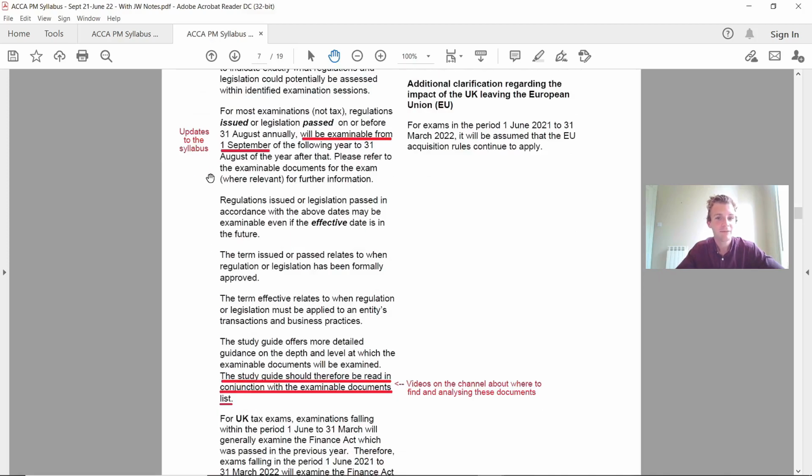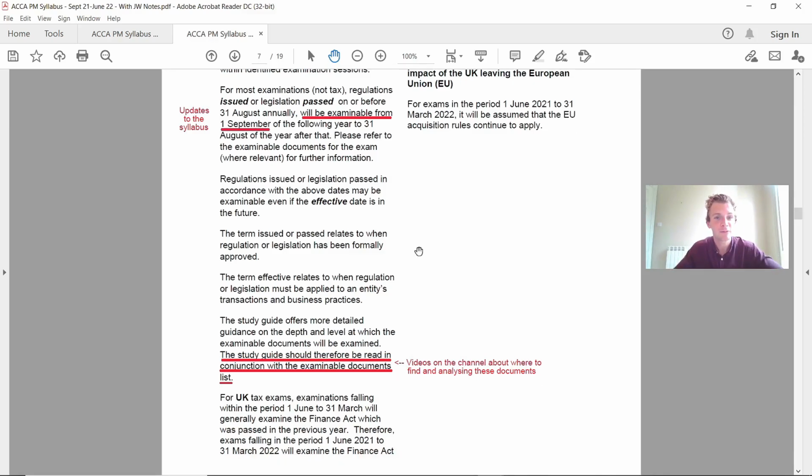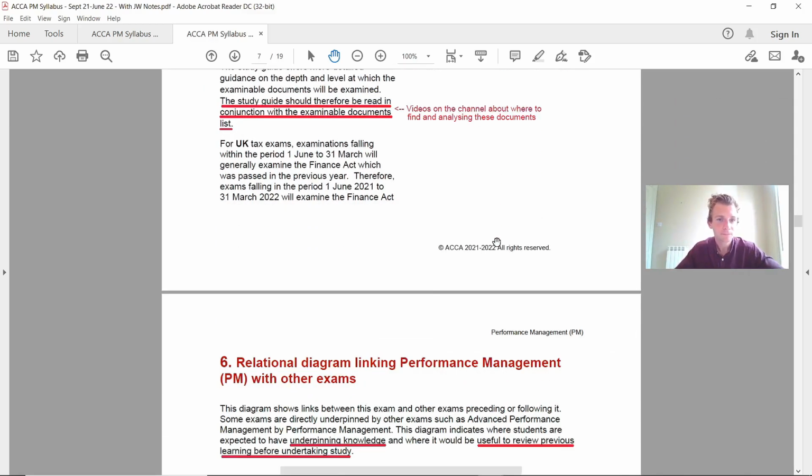And as you can see on here, we've got when the new syllabus changes will come into effect. So if you're watching this in, say, May, for example, the last sitting before any small changes that we talked about at the start will be in the June paper, whereas the new changes will come into effect from the 1st of September and in the September paper. So it's just to be aware of, but like we said at the start, there'll only be minor changes, hence why these documents are so valuable, along with the notes we're going to go through today. We've also put on here the study guide should therefore be read in conjunction with the examinable documents.